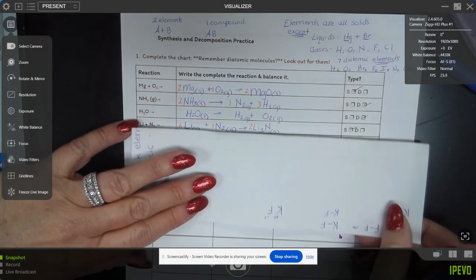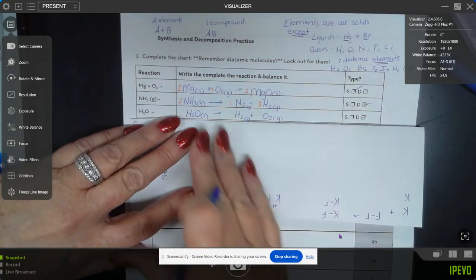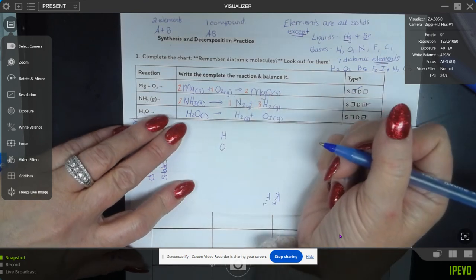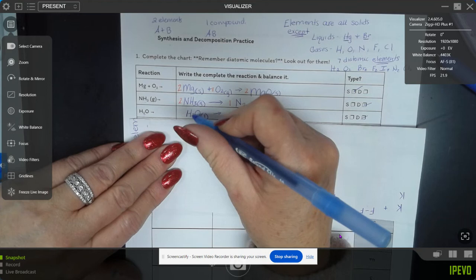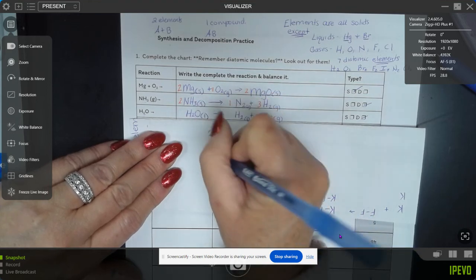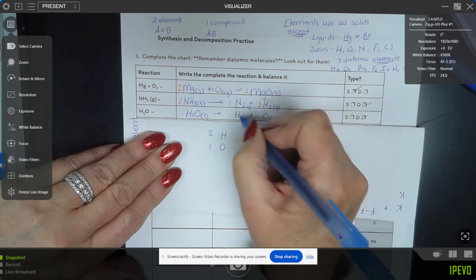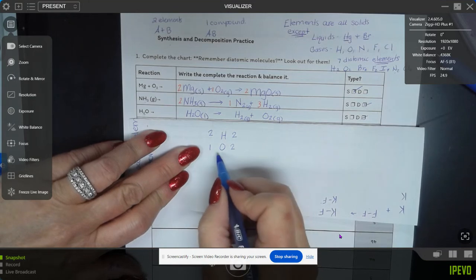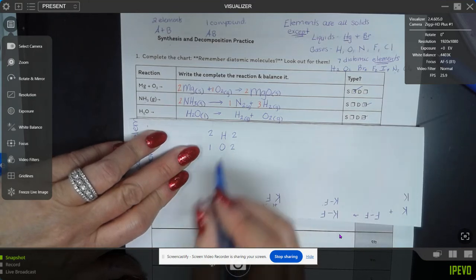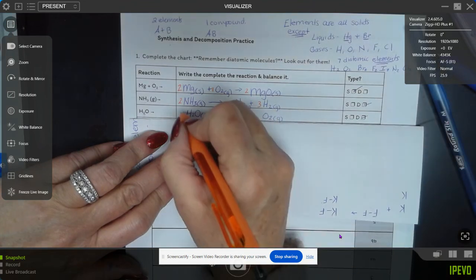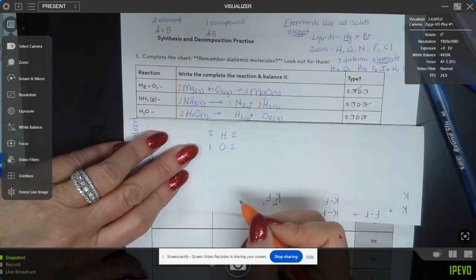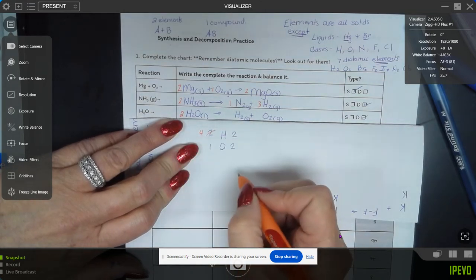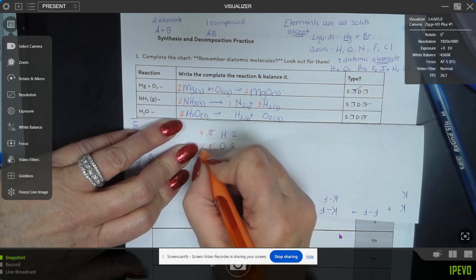Okay, now, I'm going to show you a little bit different way to balance, okay? The tally method. All right, the tally method has us write down and make a list of the elements that we have. In this reactant water, I have 2 hydrogens and 1 oxygen. On the product side, the right side, I have 2 hydrogens and 2 oxygens. All right, so I'm short an oxygen over here. So I'm going to put a coefficient of 2 in front of the water.